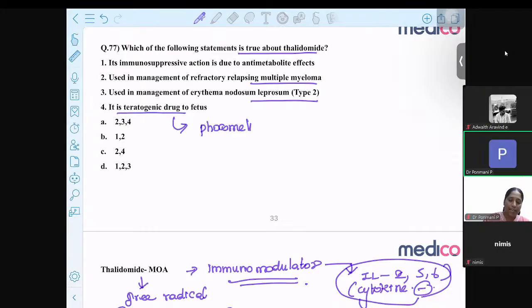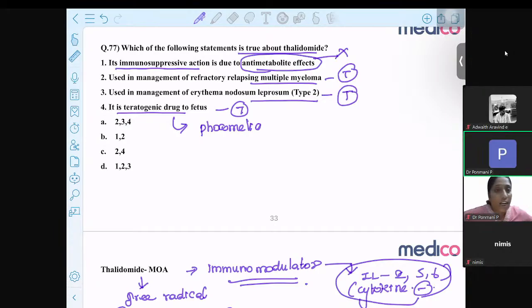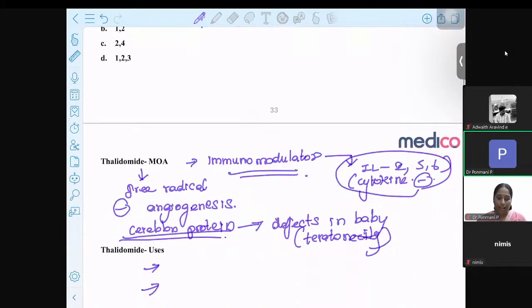So the true thing is, of course, it is teratogenic to the fetus because it causes phocomelia. So this is true. It is used in the management of the lepra reaction, yes, because it helps in reducing the cytokines. And it can also be used for multiple myeloma. And the first point they are telling is that the immunosuppressive action is because of anti-metabolite effect. It has nothing to do with an anti-metabolite effect. It is only decreasing the cytokines in your body. So this is the false statement. All these three are true statements. So the correct option here is option A.